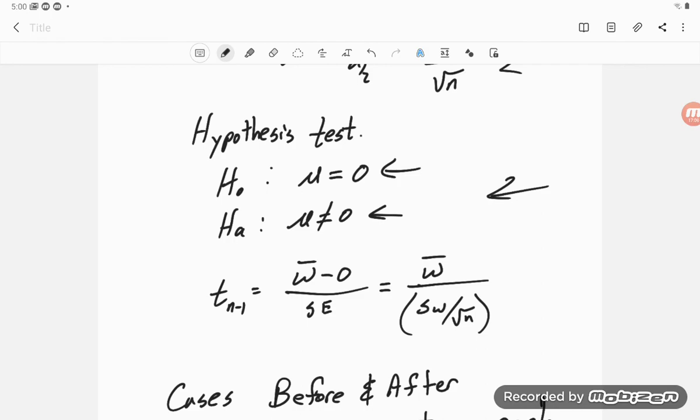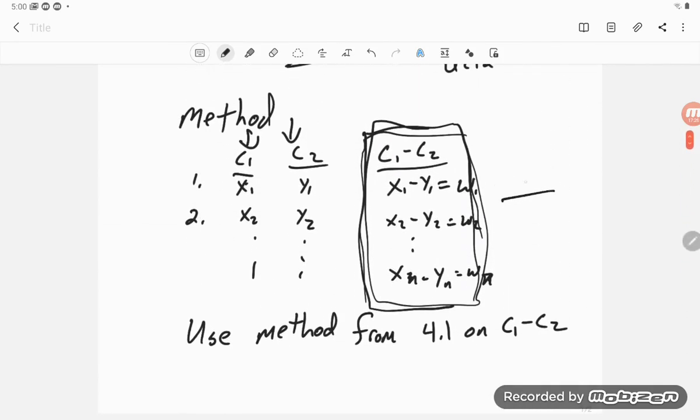And I think that's really all I probably need to say about this. So if you can perform the test in 4.1, you can perform the test in 4.2. As soon as you find the difference in each observation of those two columns of data, once you do that, you treat it as a column of data and go from there. Okay, so that's good, I think, for 4.2.